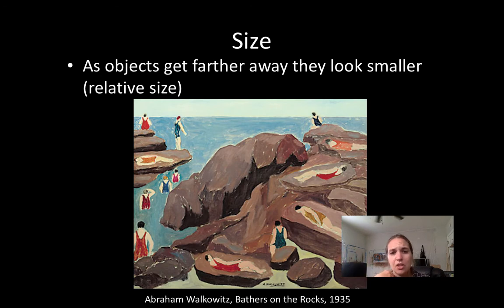So size is just as objects get farther away, they look smaller. That's it. Something in front looks bigger, something behind it looks smaller. So the people in the front are bigger, the people in the back are small. Very simple. So when you're doing your design, if you want something to look smaller, you just make it smaller in comparison to the things in front.